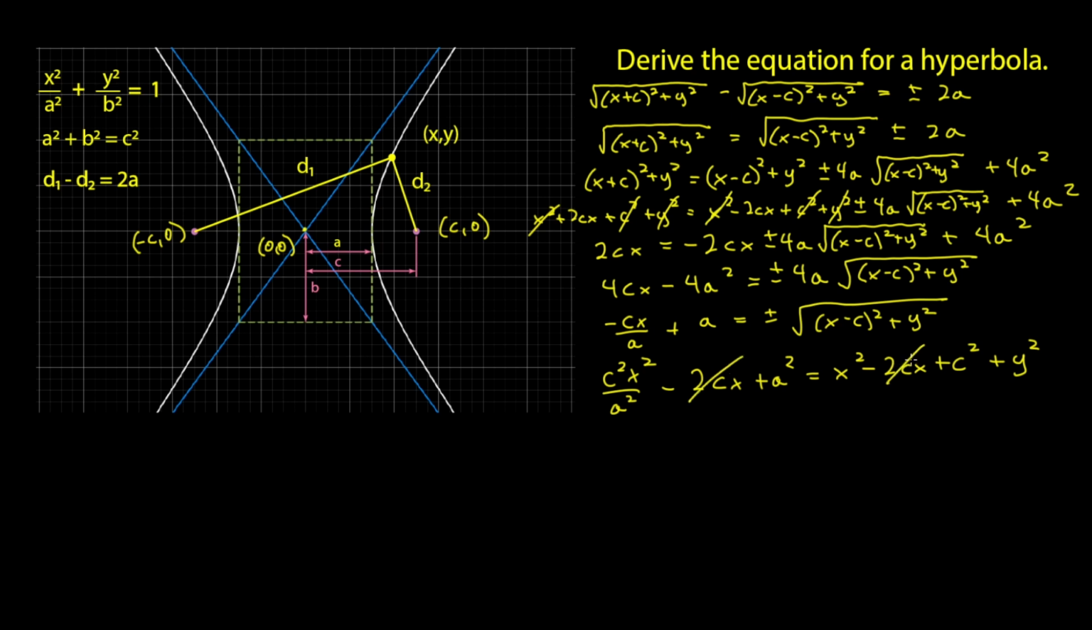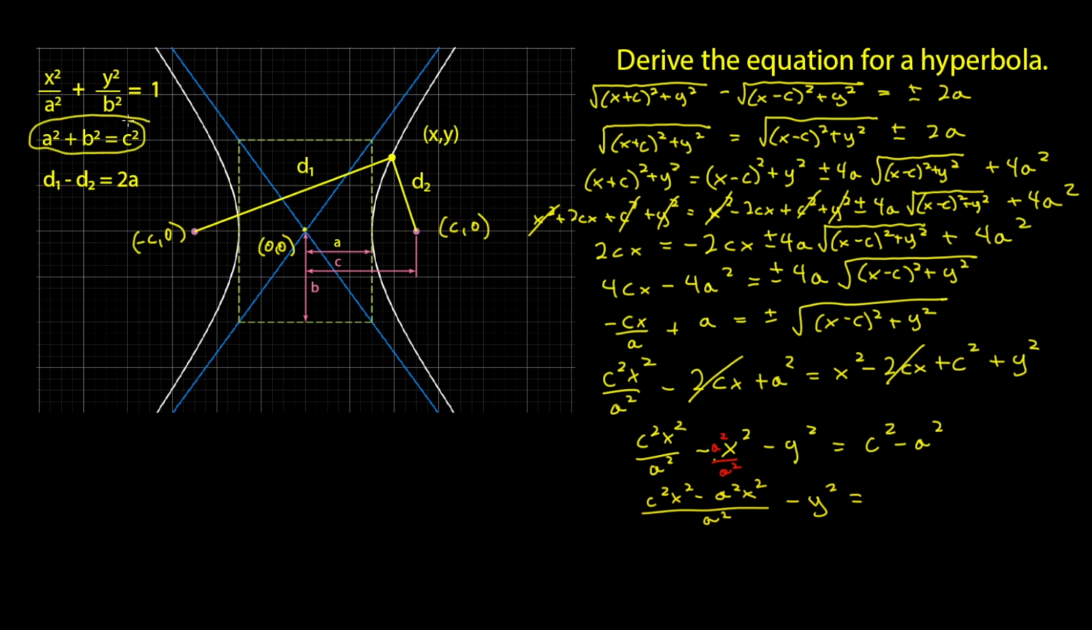From there, we're going to gather everything with an x or y on the left side, everything without on the right side. So c squared x squared over a squared minus x squared minus y squared equals c squared minus a squared. Now for the x's, we're going to get a common denominator. So we're going to multiply top and bottom by a squared, giving us c squared x squared minus a squared x squared all over a squared, minus y squared. And remember right here that a squared plus b squared equals c squared. Therefore, c squared minus a squared equals b squared.